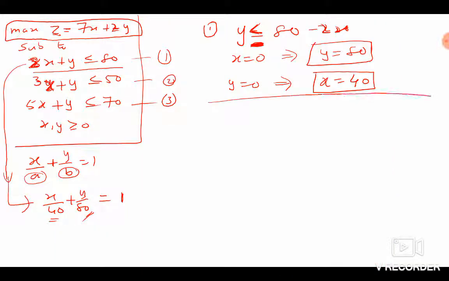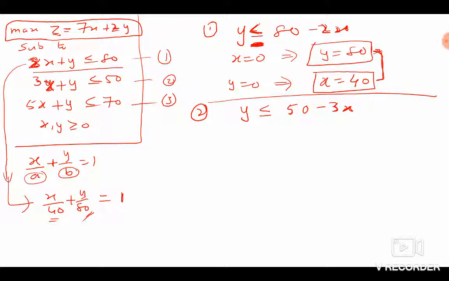This is for first inequality. Second inequality. What is second inequality? So remember, first inequality x intercept is 40, y intercept is 80 on the graph, and then we draw a straight line joining these 2 points. Clear? Second inequality. What is it? Y is less than or equal to 50 minus 3x. 50 minus 3x.